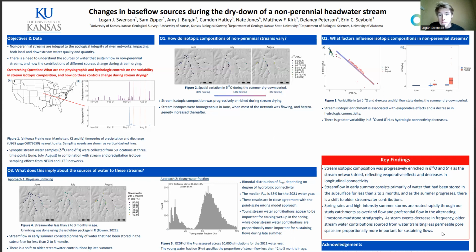So all this means is that spring rains and high-intensity summer storms are routed rapidly through our catchment as overland flow or preferential flow in the alternating limestone-mudstone stratigraphy. And as storm events decrease in frequency, older stream water contributions sourced from water transiting less permeable pore space are proportionally more important for sustaining flows.